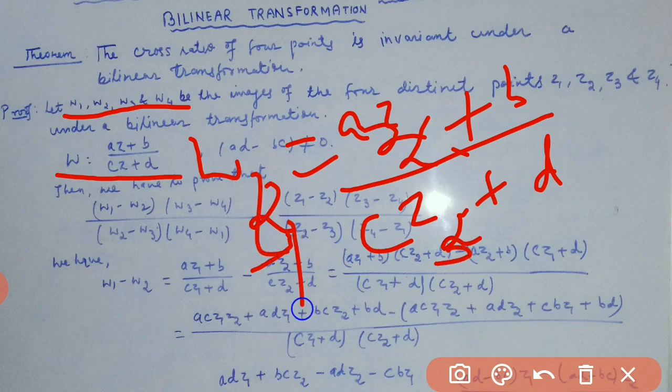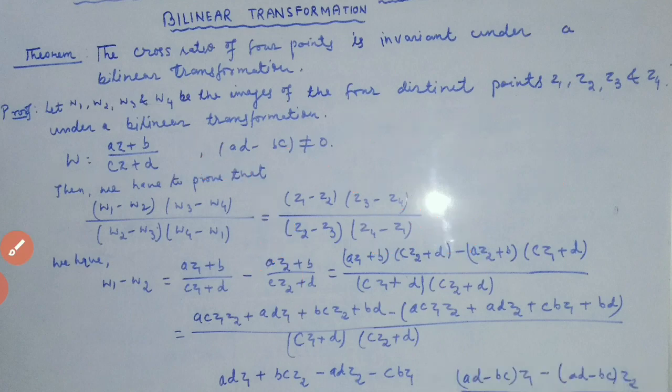Then we write for the 4. So here we have the values of W1, W2, W3 and W4 understood. So we will write like this, that we have to prove that (W1 minus W2) into (W3 minus W4) divided by (W2 minus W3) into (W4 minus W1) is equal to (Z1 minus Z2)(Z3 minus Z4) divided by (Z2 minus Z3)(Z4 minus Z1).